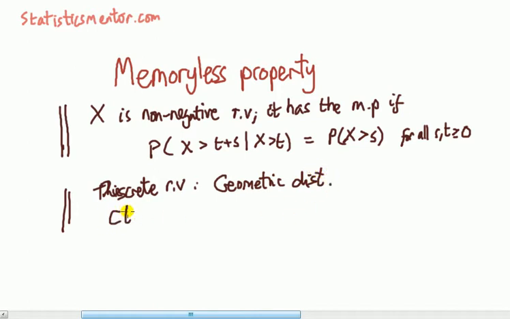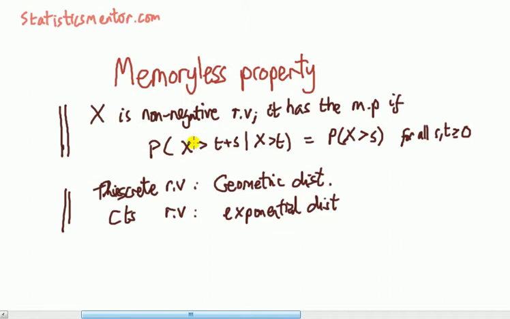And for continuous random variables, only the exponential distribution has this property. So there are only two distributions that have this property.